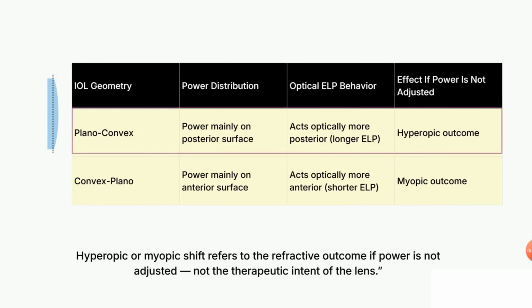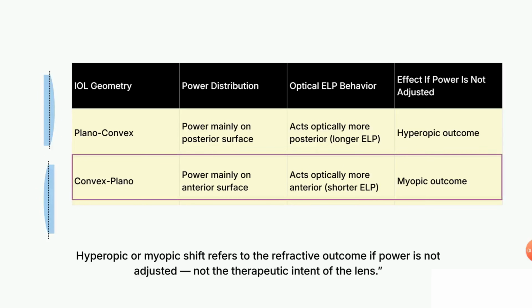In a plano-convex design, the posterior surface is convex, so most of the refractive power lies posteriorly. Because of this geometry, the principal plane shifts posteriorly, so optically the lens behaves as if it is sitting further back in the eye. This means that the effective lens position becomes slightly longer and each diopter behaves slightly weaker. So if the power is not adjusted, this results in a hyperopic surprise. Clinically, this is compensated by implanting a slightly higher IOL power.